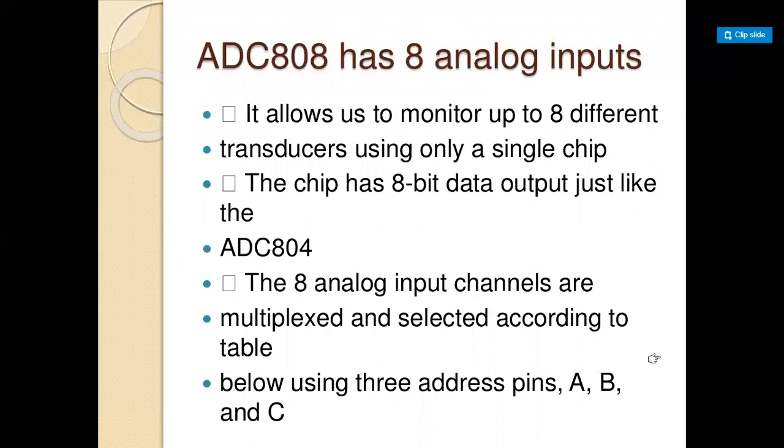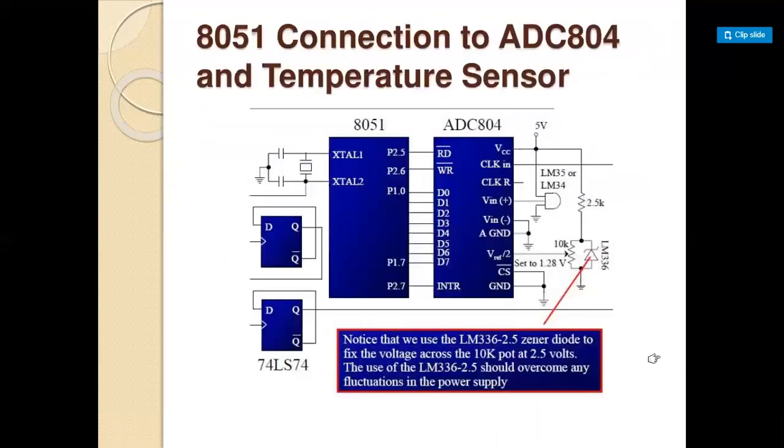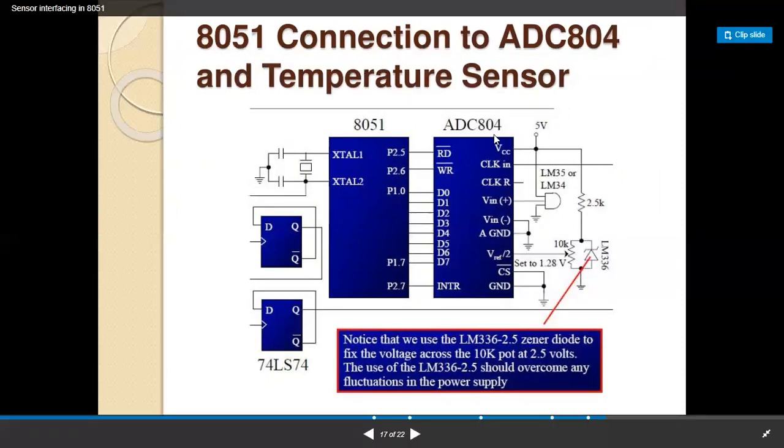Now the ADC 808 has 8 analog inputs. It allows monitoring of up to 8 input transducers using only a single chip, and the chip has an 8-bit data output, just like the ADC 804. These 8 analog input channels are multiplexed and selected according to the table, that is the ABC pins. Like this is the 8051 connection to ADC 804 and temperature sensor. This is my 8051. This is my ADC having data pins, read and write, clock, positive and negative input, output, ground, Vref by 2, chip select, port 1.7 and 2.7.